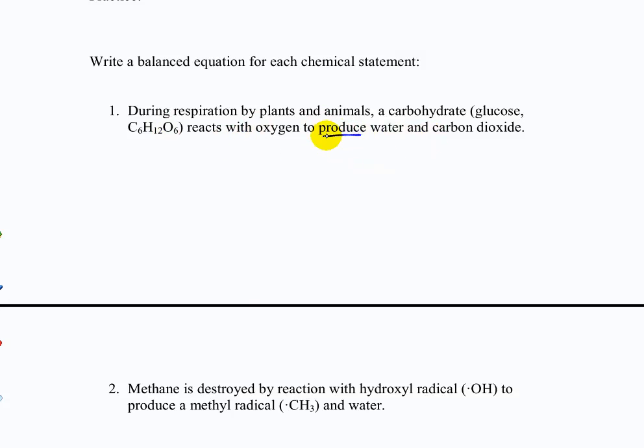The key words in these kinds of things are things like produce and reacts with, and that tells you what's on one side and what's on the other. So in this case, we've got glucose, C6H12O6, reacts with oxygen to produce water and carbon dioxide. All right, is that balanced?